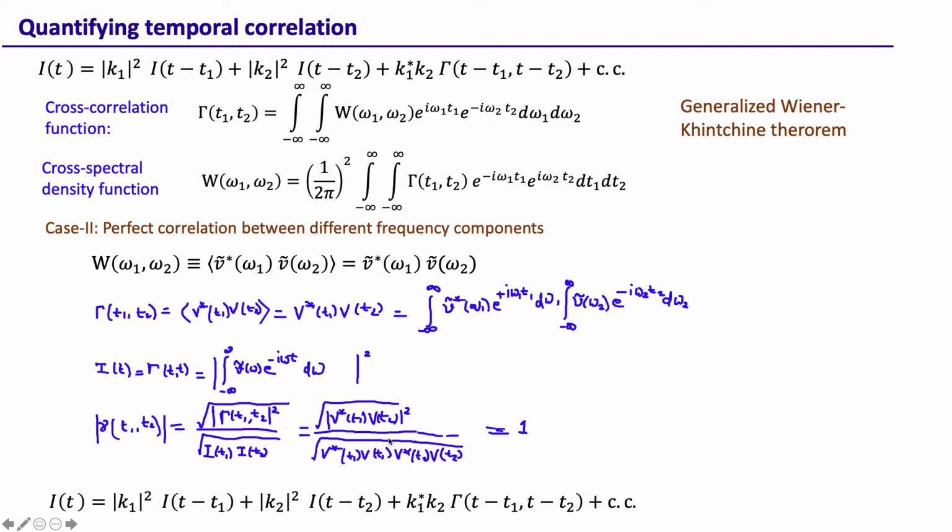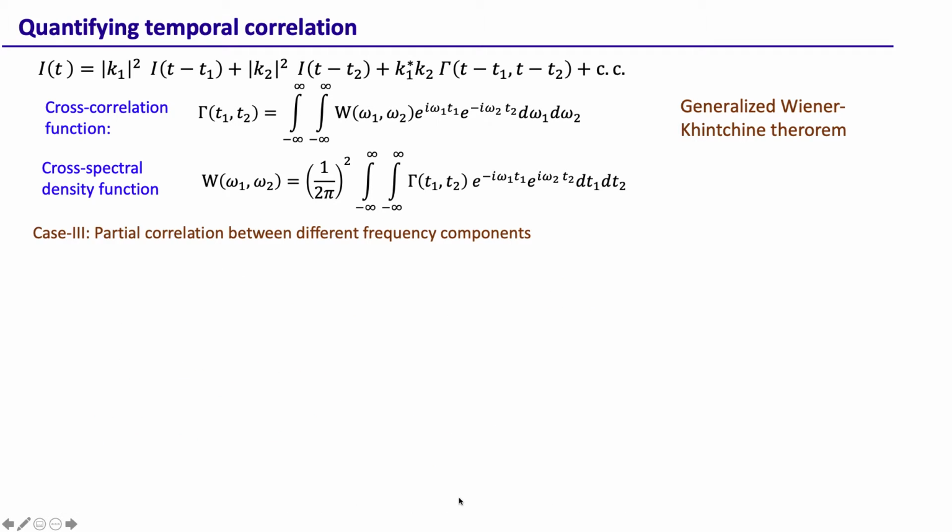Now in this case, since the intensity depends on time and the cross correlation function also depends on both the time arguments, we no longer have the intensity at the end of the interferometer being independent of time. It still does depend on time, but we do have these properties that we can utilize when studying and quantifying the correlation function in this case. So these are the two extreme cases: when the frequencies are perfectly correlated and when they are completely uncorrelated.